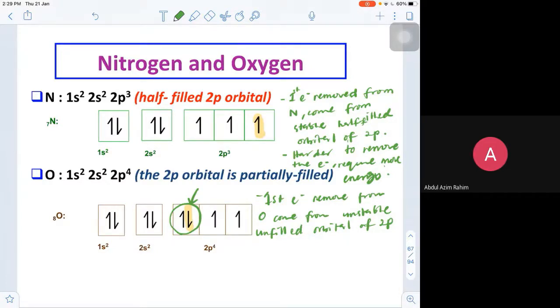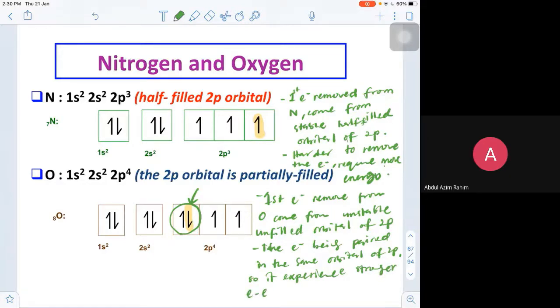The first one is because it comes from an unstable, unfilled orbital. The second reason is because the electron is being paired in the same orbital of 2p, so it experiences stronger electron-electron repulsion. So easier to remove, requires less energy. Okay, you have to have all this explanation if, let's say, you have to explain this phenomenon, these irregularities, nitrogen and oxygen.